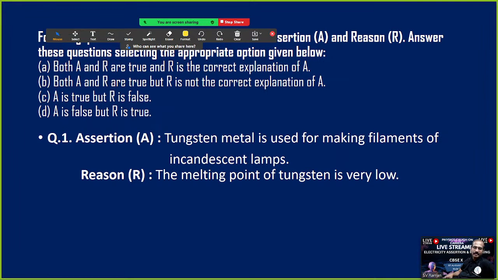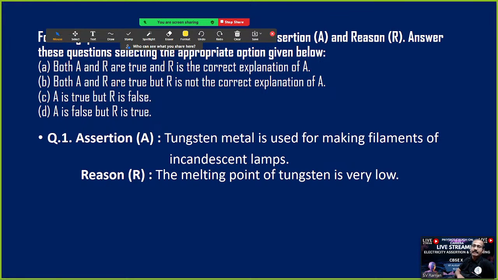That is the assertion. They have given the reason: the melting point of tungsten is very low. So out of these 4 options, which option can we select, how do we select it, and why do we select it? Of all 4 options, one option is correct.